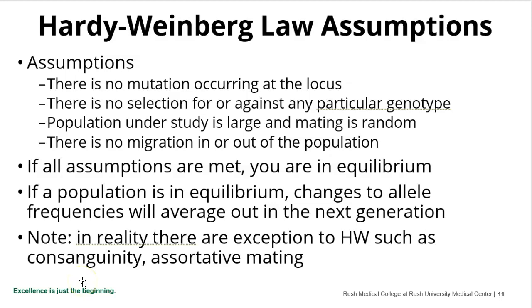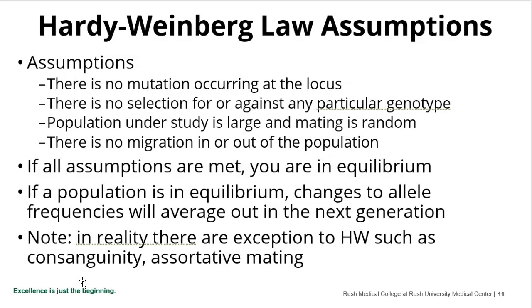Now, there are a lot of assumptions of the Hardy-Weinberg law that are impossible to meet, but nevertheless, the assumption is there's no mutation occurring at the locus. There's no selection for or against any particular genotype. And the population is large and randomly mating, and there's no migration in and out of the population. If all of these assumptions are met, you're at equilibrium.